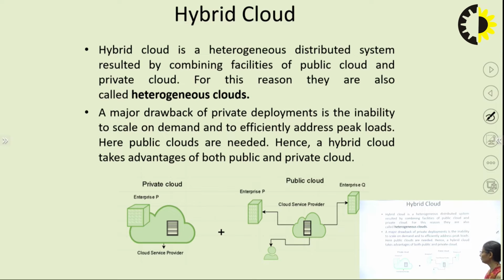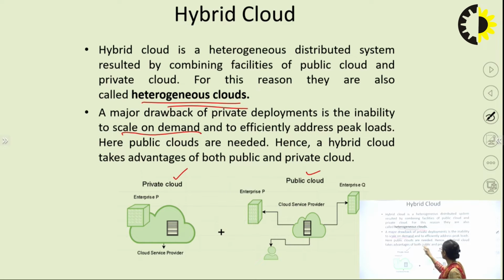Now in the hybrid model, we are having both private and public cloud. So a hybrid cloud is a heterogeneous distributed system resulting from combining the facilities of public and private cloud. For this reason, sometimes it is also known by the name heterogeneous cloud. A major drawback of the private deployment is the inability to scale on demand. This is another disadvantage of the private mode, and it makes it hard to efficiently address peak loads.